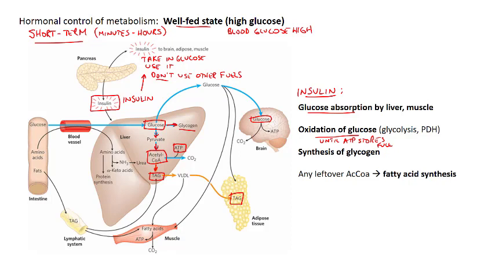At that point, we don't need any more ATP in our liver, so what's going to happen? Synthesis of glycogen. And that works until glycogen stores are full. And any leftover after that we'll make into acetyl coenzyme A, used to make fatty acids. And then the fatty acids will be stored in the form of triacylglycerol in the adipose tissue.